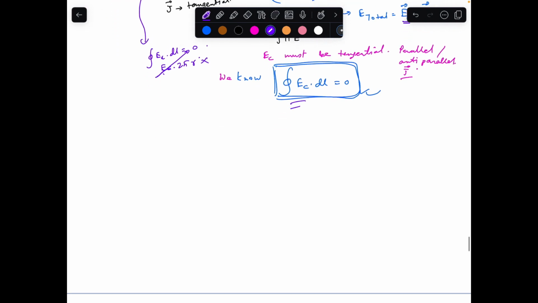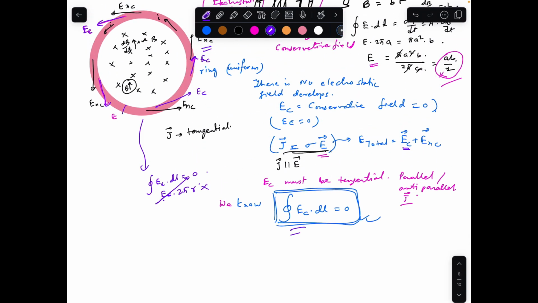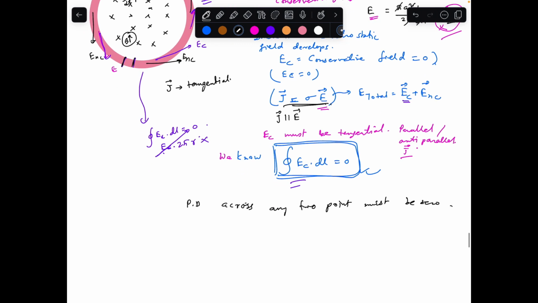Okay. Now for a non-conservative field, the potential difference across any 2 points must be 0. Okay. So if the potential difference is 0, because potential difference is only defined for a conservative field.